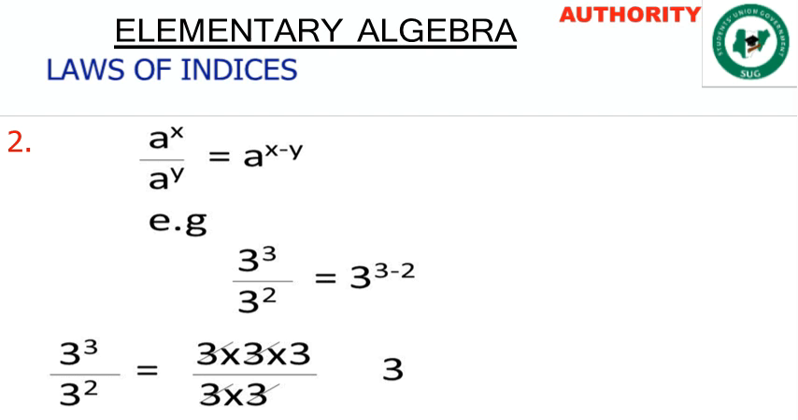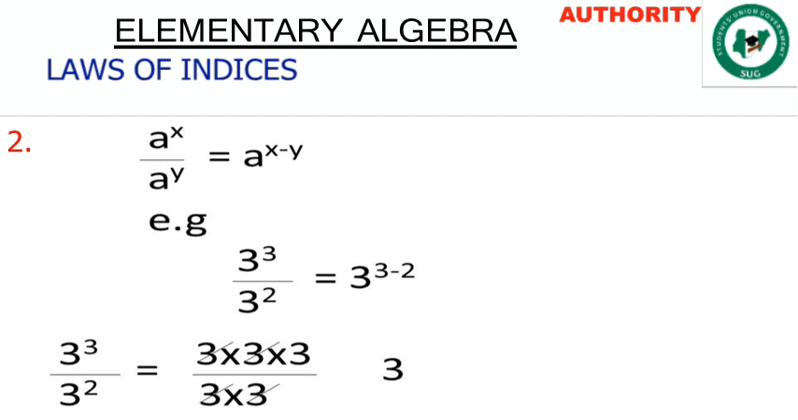That is about division. When you have a raised to power x all over a raised to power y, it is the same as saying a raised to power x minus y. Now let me show you an example. When you have 3 raised to power 3 all over 3 raised to power 2, it will give you 3 raised to power 3 minus 2, which will give you 3 raised to power 1, which is 3.